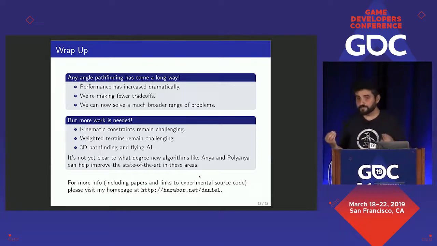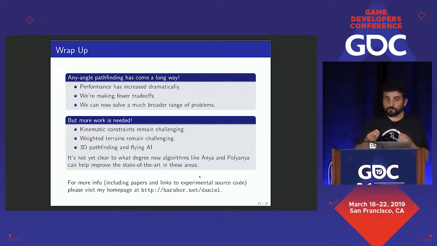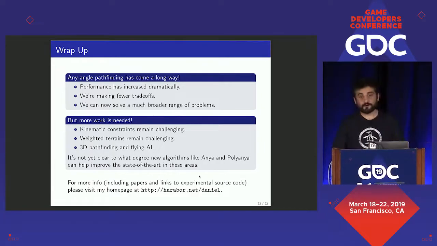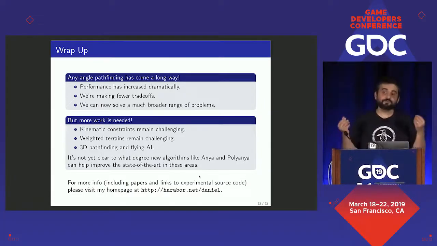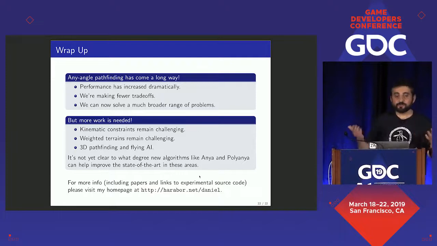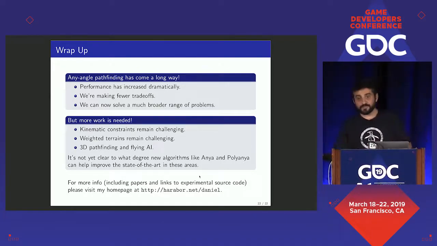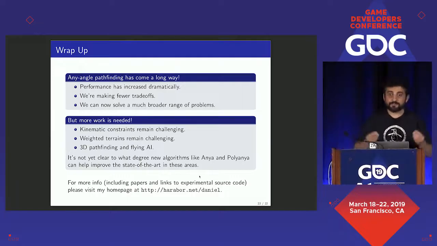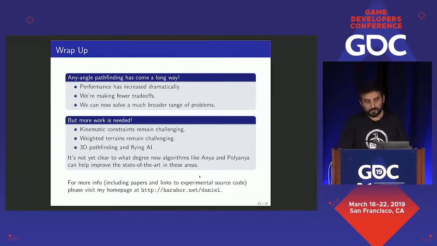So I guess the first thing that I want to say, if you're not doing any-angle pathfinding, or if you haven't looked into this area in a while, it's come a long way in the last few years. Performance has increased dramatically, as I hope I've convinced you. We're making fewer trade-offs than we used to, right? We're no longer having to choose between optimality on the one hand and performance on the other hand, and static worlds versus dynamic worlds, right? We can have our cake and eat it too, effectively. And so we're solving a broader range of problems.